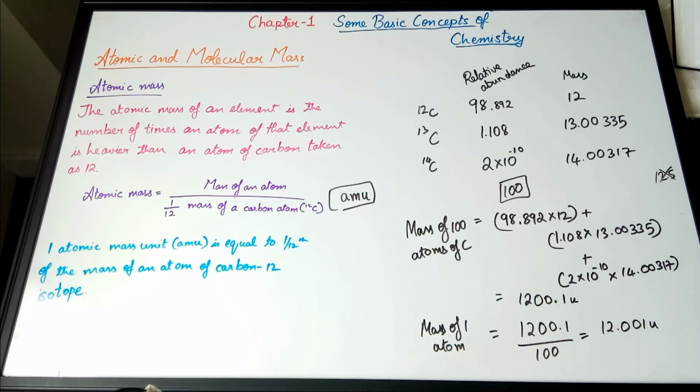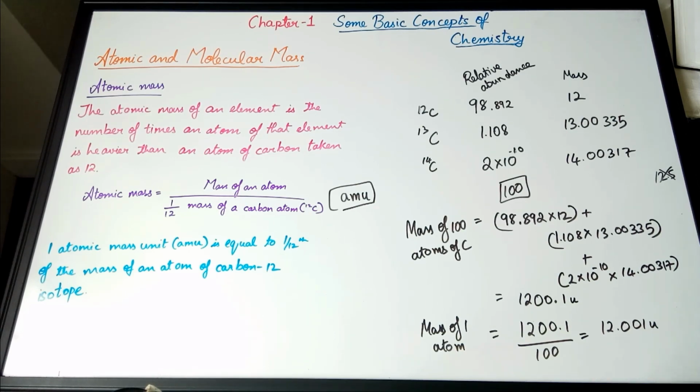Now, there is another important thing we need to talk about at this point, which is the gram atomic mass. The gram atomic mass is just the atomic mass of an element in grams. That's all. So, the gram atomic mass of carbon will be 12.001 grams.